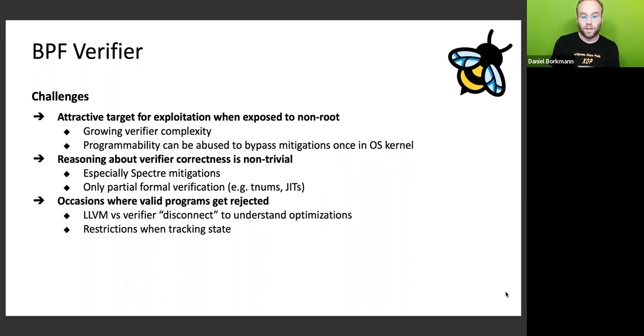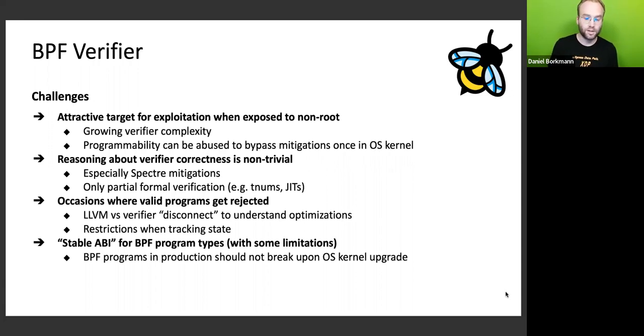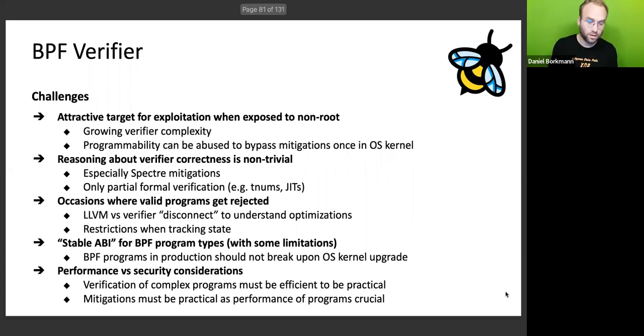There are occasions where valid programs get rejected because there are new optimizations in LLVM that the verifier doesn't understand yet, so it needs to track the state. There's a stable API for BPF programs. It has some limitations, especially on tracing, where the kernel can change anytime when you inspect kernel data structures. But in general, if you have BPF networking programs, for example, you don't want them to break on your kernel upgrade. So that needs to be taken into consideration from a verifier point of view, that those programs have to continue to pass as well.